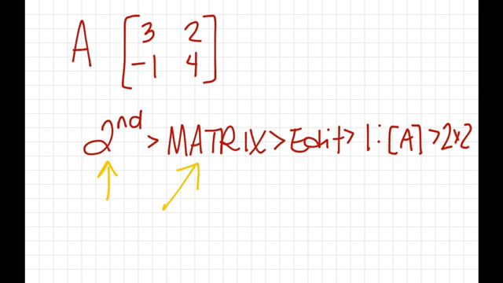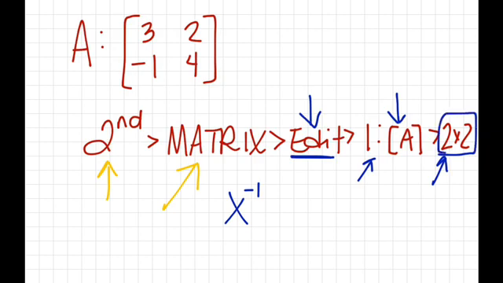The matrix button is going to be above the button that says x to the negative 1 power. After you've hit the matrix key, you're going to see edit along the top of your screen, and the very first choice will say 1 colon and then this A, and that's telling the calculator that you want to edit the matrix called matrix A. Then you tell it the dimensions, and because this is a 2 by 2 matrix, we need to tell the calculator 2 by 2, so it will make space for that. Once you've done that in your calculator, then go ahead and press play.